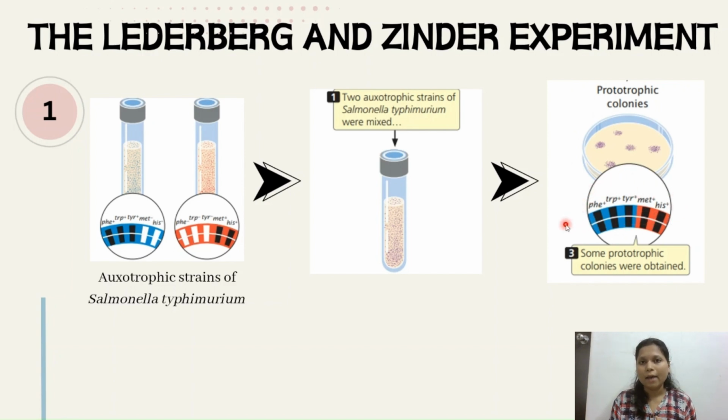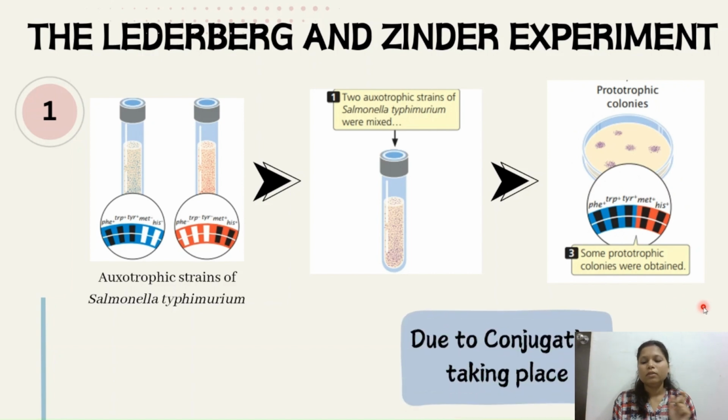So, why did this happen? Conjugation takes place when two bacteria come in contact with each other. This was due to conjugation taking place. As the conjugation took place, the genes coding for these amino acids were exchanged between the bacteria, and thus we found prototrophic colonies which could produce all the five amino acids. This was the first method.